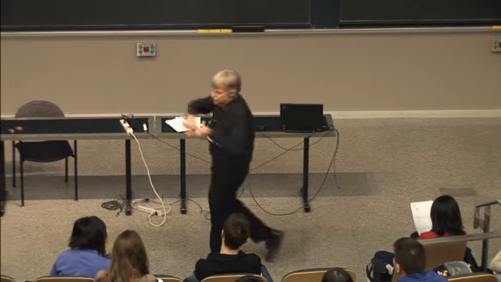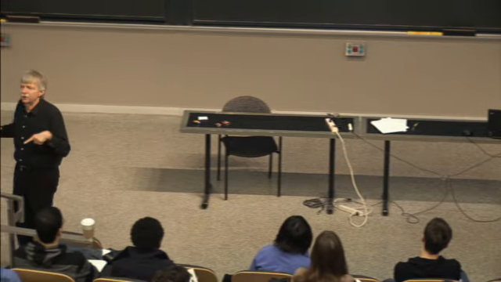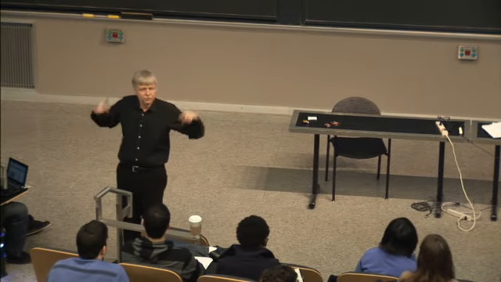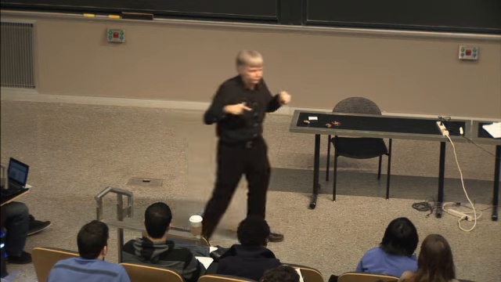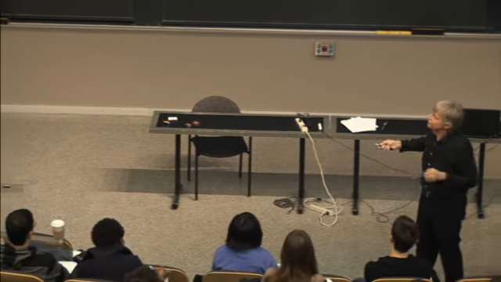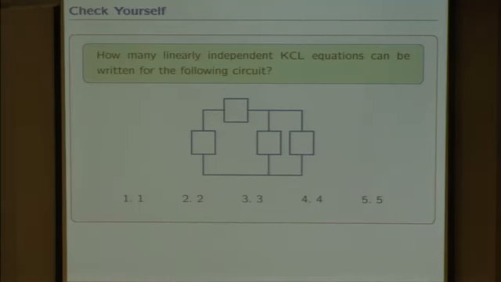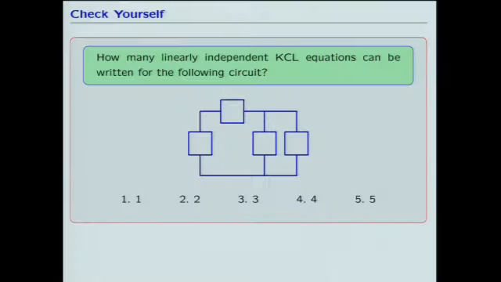So we're thinking about this just the way we would think about water flow. If there's water flow into a part, it better be coming out. If there's water flow in a pipe, the water that goes into the pipe better come out of the pipe someplace. So here's an arbitrary network made out of four parts. How many linearly independent KCL equations are there?